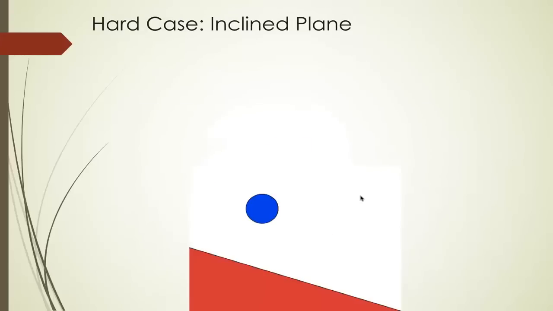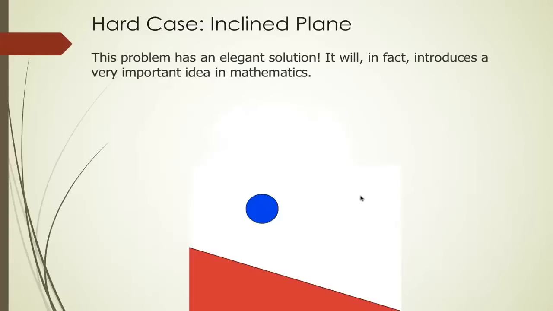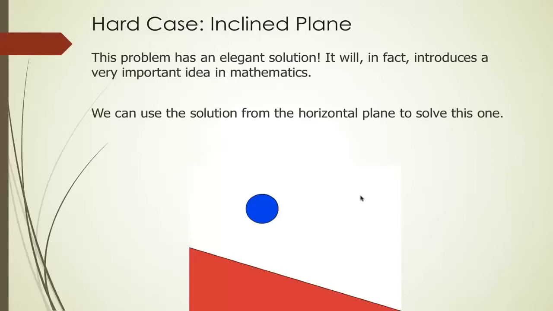So how about the case where the plane is now inclined? It turns out that this problem has a very nice, elegant solution. It in fact will introduce a very important idea in mathematics. And we can actually use the solution from the easy case, the horizontal plane case, to solve this one. What we talked about earlier for that easy solution will be reused to solve this problem. And so the solution is actually very simple.